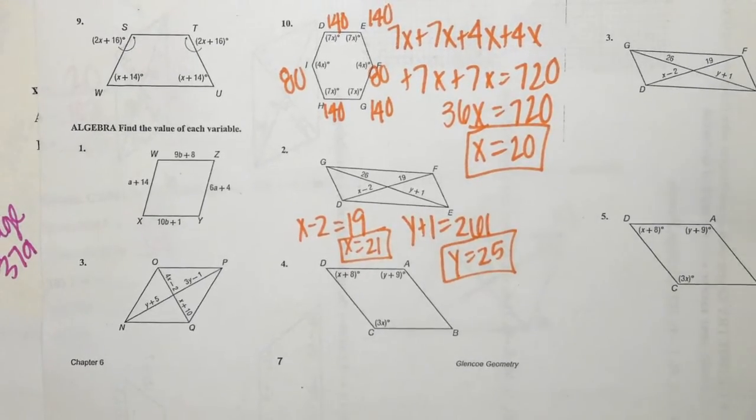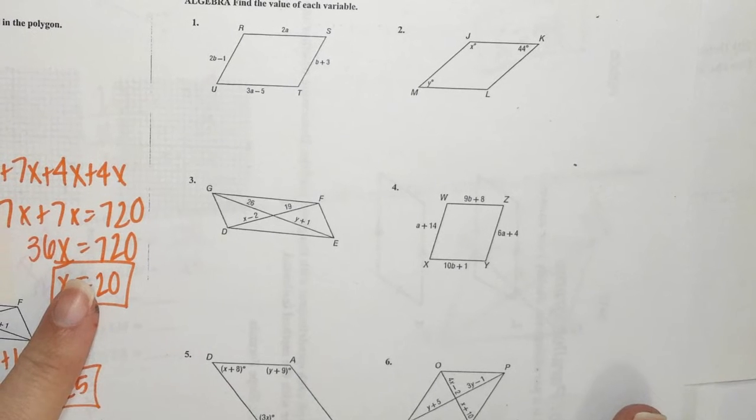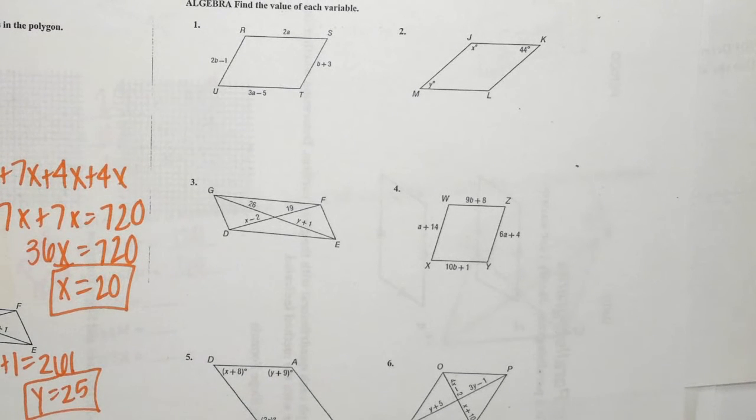Alright, on the right-hand side on 6-2, are there any of these that you want to work out? Number 2? Okay, what do you know about opposite angles of a parallelogram? You know what we're going to do? You're going to look at your notes on page 37A, look at the section that says angles, and tell me which of those rules we can use.